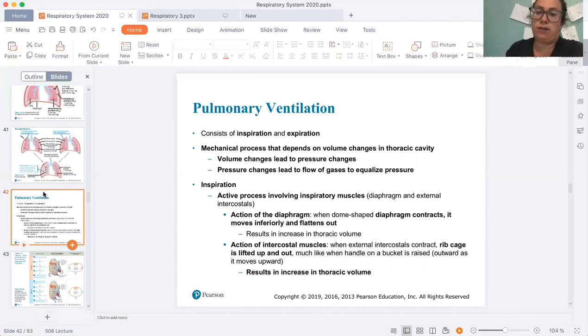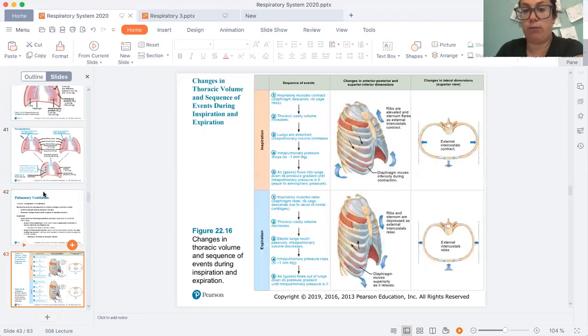Then we have the intercostal muscles. The intercostals contract, which lifts the rib cage. If you take a deep breath in, if anyone's a yogi out there, you feel your rib cage expand, lift up and out. That also causes an increase in the thoracic volume. So lots of things are happening here to increase our thoracic volume. When we increase the thoracic volume, we're affecting the pressure.